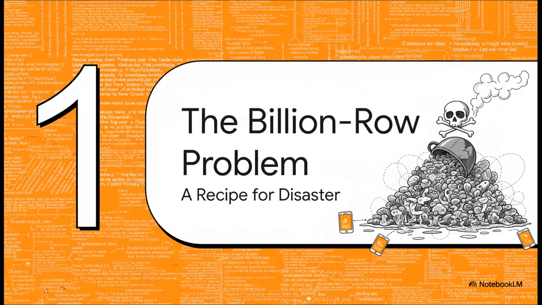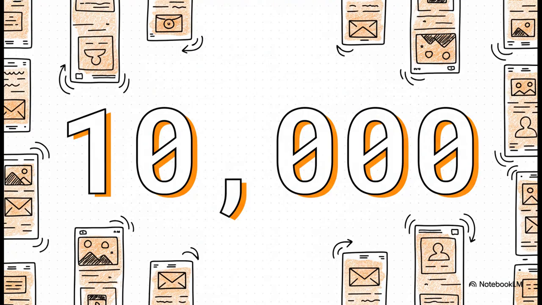To really appreciate the solution, we first have to understand the problem. Developers call it the billion row problem, and trust me, it's a true recipe for disaster if you don't handle it the right way. So let's put a number on it to make it real. Imagine your favorite app needs to show 10,000 rows of content. That could be anything, photos, emails, contacts, you name it. That's a lot of individual pieces of information.